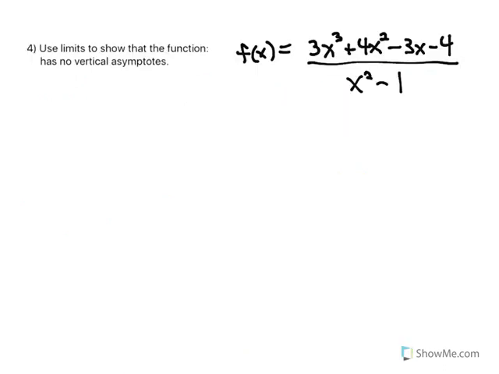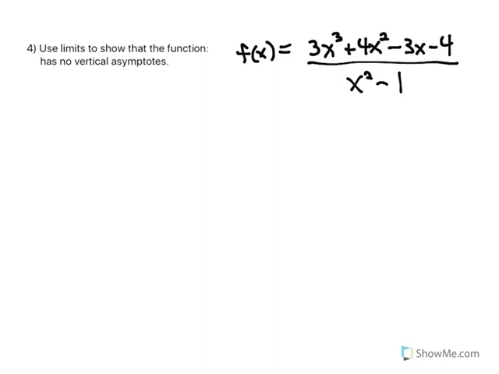Okay, this one makes sure we actually understand limits. It says use limits to show that this function has no vertical asymptotes. Let's think about vertical asymptotes. Those are found when the denominator goes to 0 or has a factor that can equal 0. At that x value, that's where the vertical asymptote is. However, we should know that if we can actually solve for the limit at that point, then it's not an asymptote, but it's a hole or a discontinuity at that x value, because the definition of an asymptote is that our function goes to positive infinity or negative infinity.